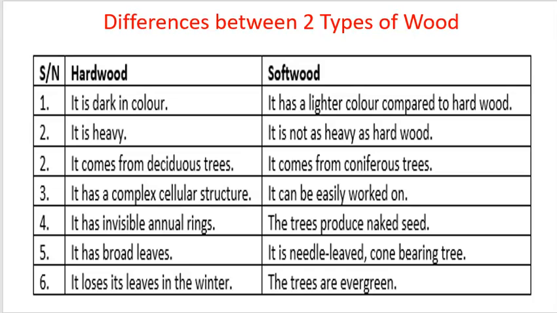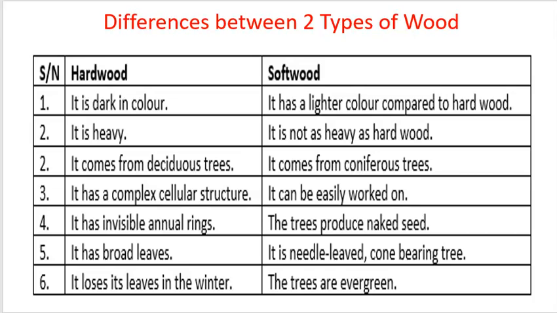It has a complex cellular structure. It has invisible annual rings. It has broad leaves. Their leaves are always broad. Then they lose their leaves in the winter. It loses its leaves in cold weather.